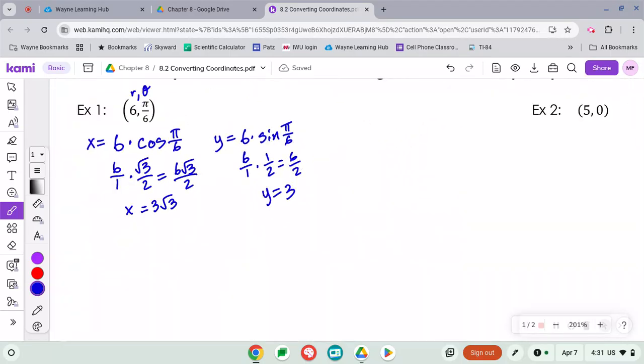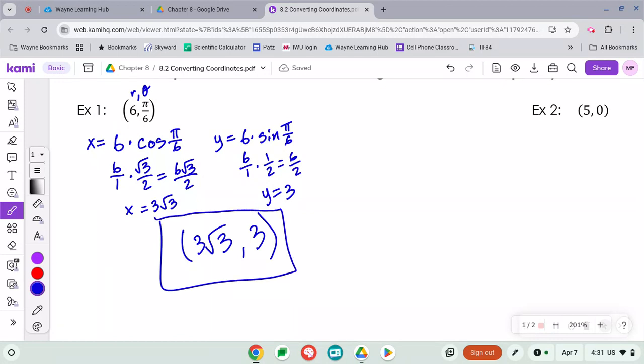The final step: I'm asking you to write this in rectangular coordinates. Right now I have the two values, the x and the y. To write it in rectangular coordinates, I need to write it as an ordered pair: 3 root 3, and 3. We're going to leave it in that square root form. That is our final answer right there, so that's my answer to number 1.